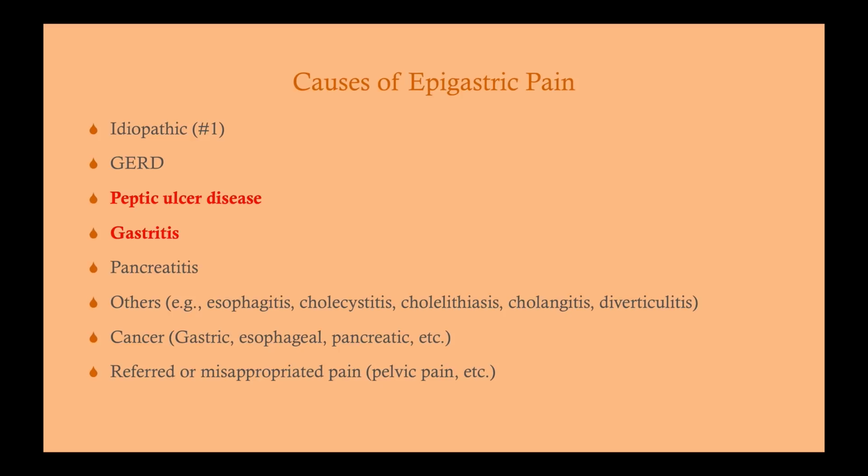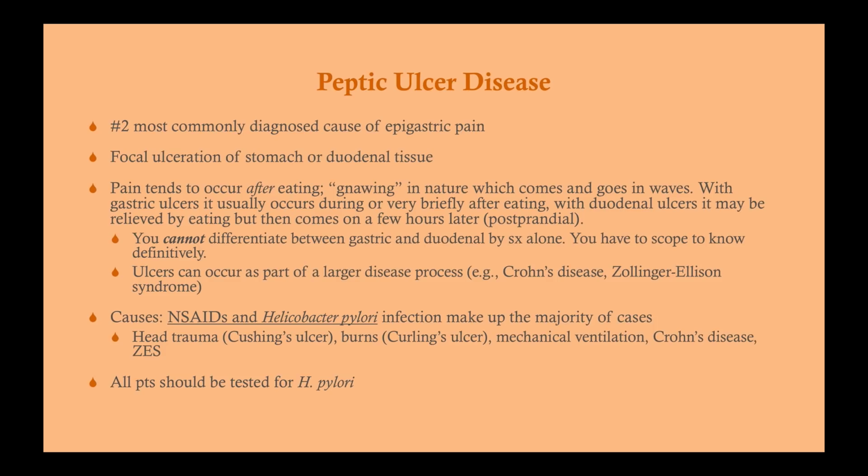So you need to remember to order a pregnancy test when you're dealing with a woman of childbearing age who has abdominal pain, even though it may look like an ulcer or may look like pancreatitis or may look like GERD. If you're dealing with a woman of childbearing age and she has abdominal pain, please, please, please get a pregnancy test.